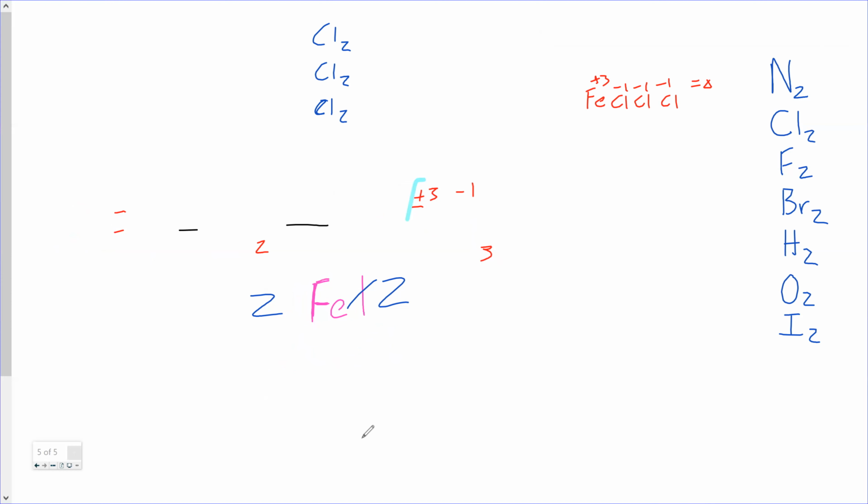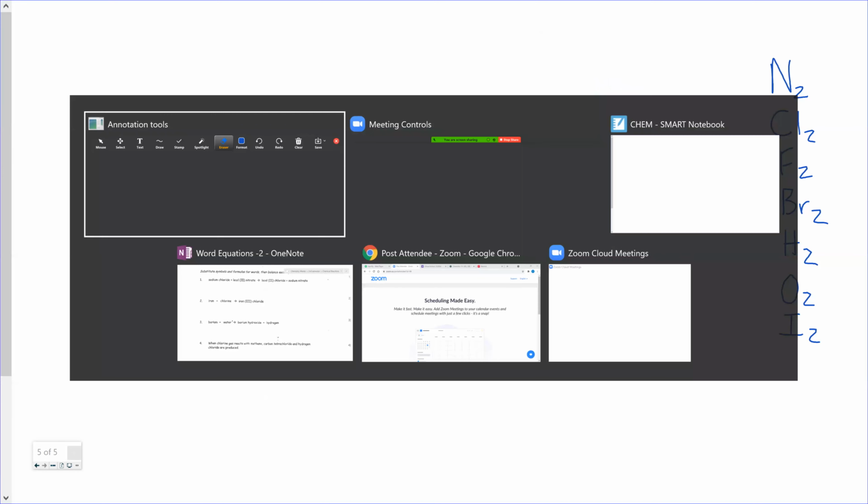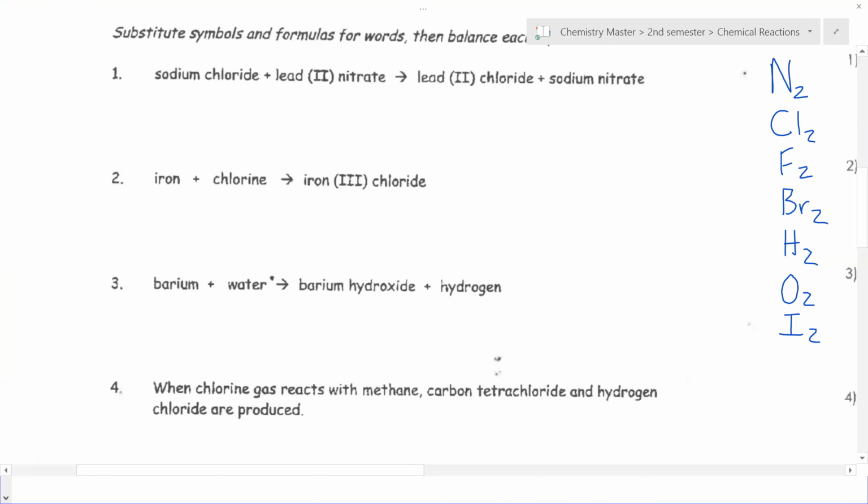All right. So number 3, I think it says barium. Actually, I know what it says. It says barium plus water yields barium hydroxide and hydrogen, I think. Let's make sure. It does. All right, so let me zoom a little bit. Or let me scroll down, I should say.